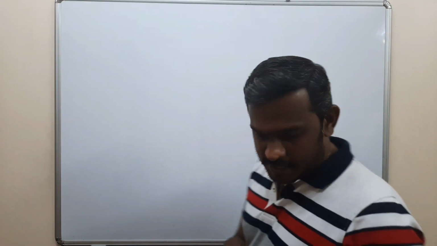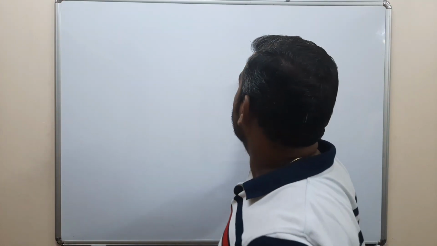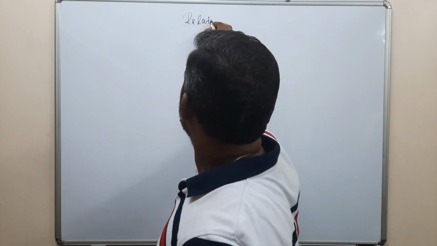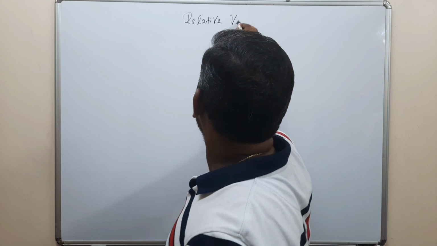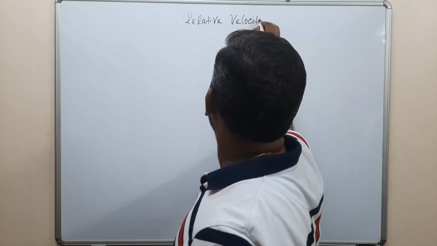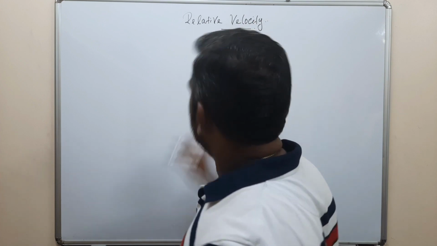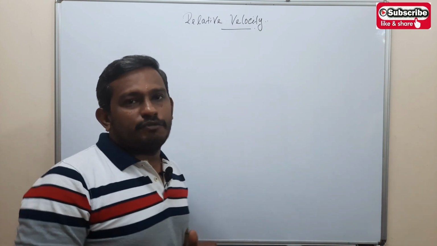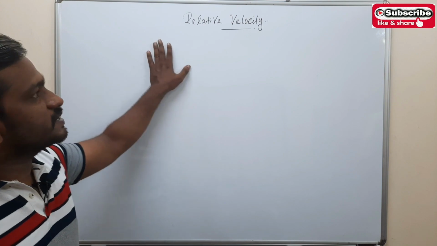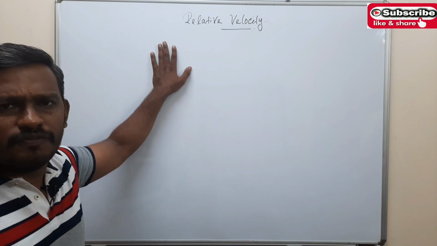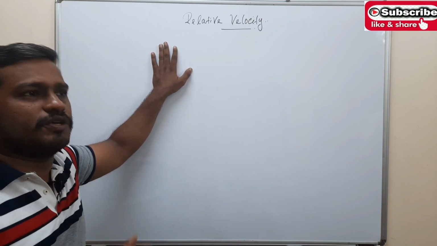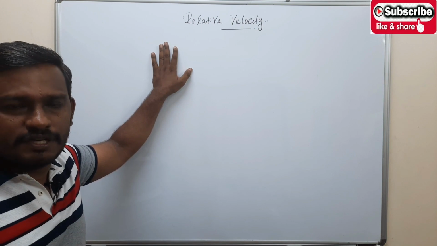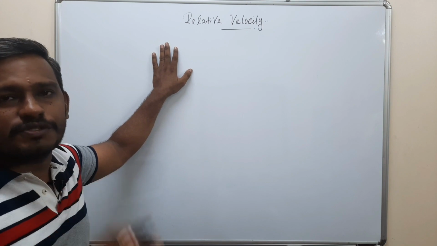The next topic is relative velocity. We have discussed what relative motion is, so next we are going to discuss relative velocity. Relative velocity is the velocity of one object with respect to another object.